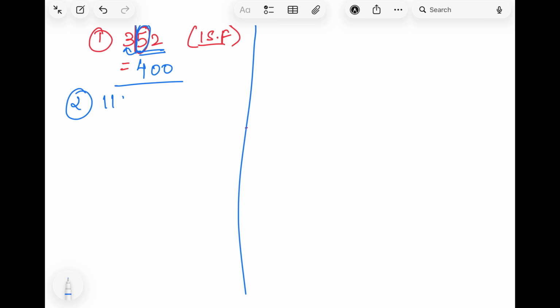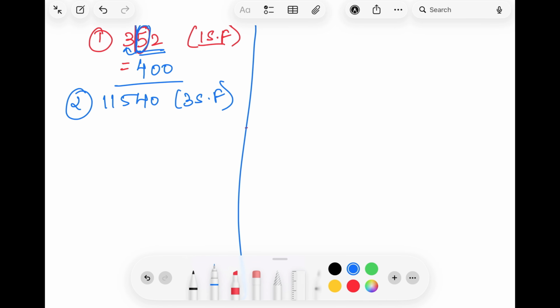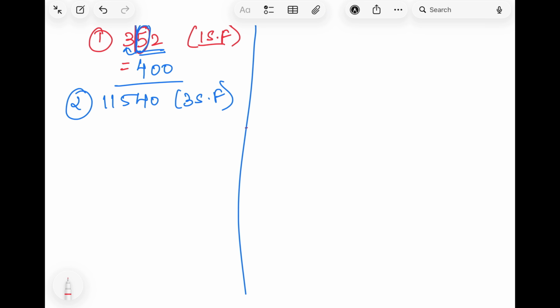Second example, 11540. We have to round it off up to 3 significant figures. Now how do we do that? We take 1st, 2nd and 3rd, and we put a line after the third significant figure. Then we check the number after the line. It is less than 5. If it is less than 5, do we need to add 1? No, we don't need to add 1. We keep the number as it is. So this becomes 115, and after the line, as I told you, the remaining numbers become 0.